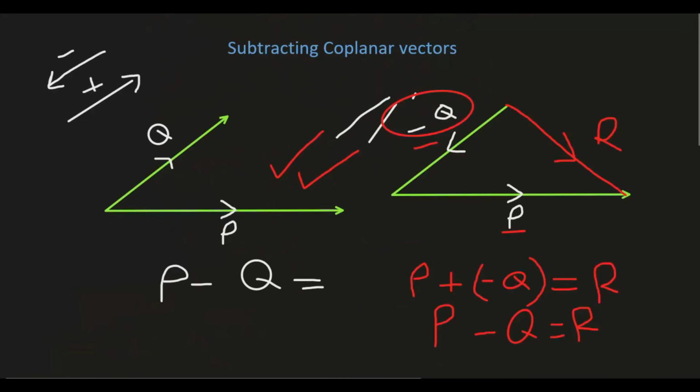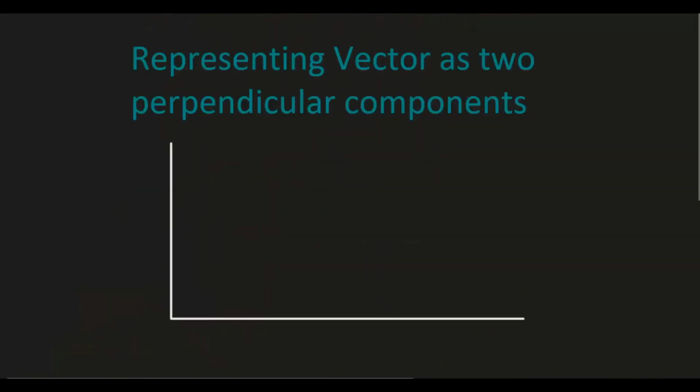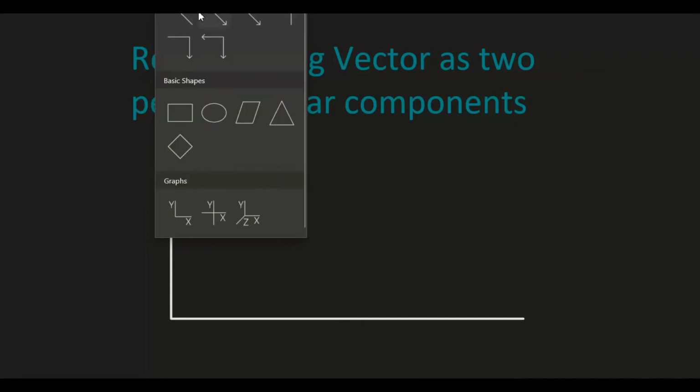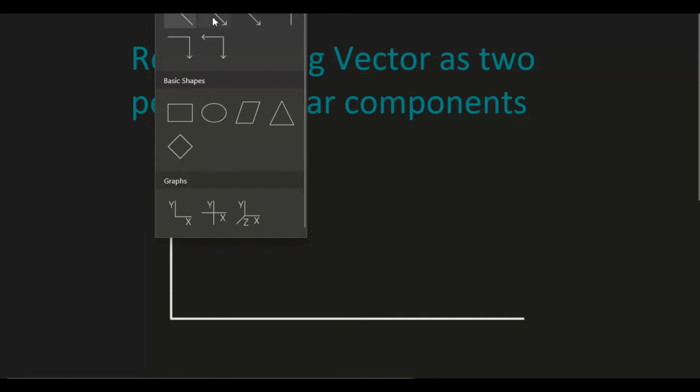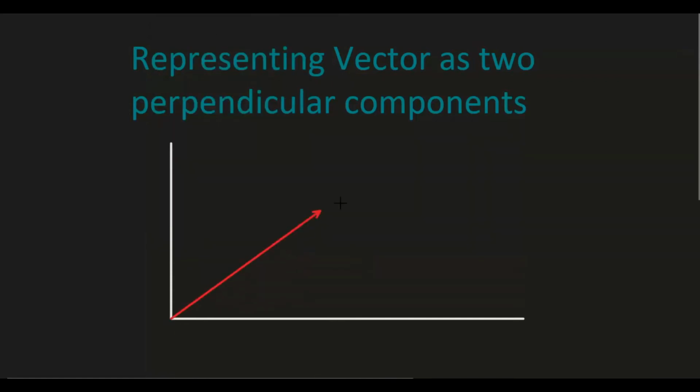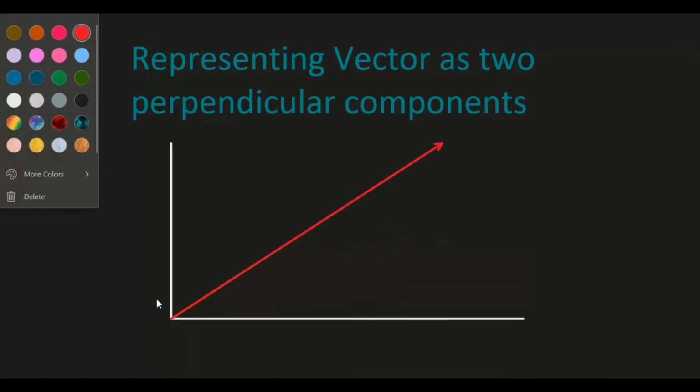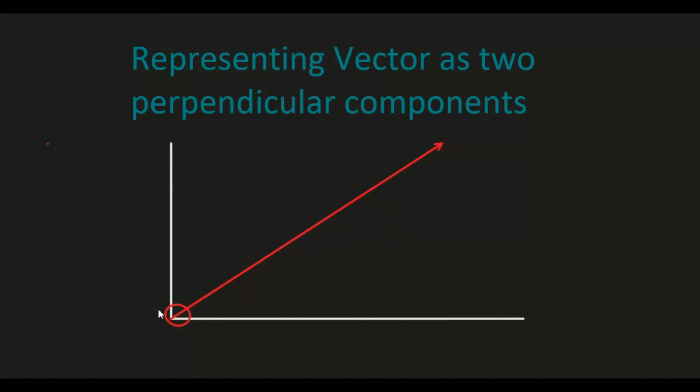Okay, so let's see the next topic, that is representing vectors as two perpendicular components. Alright, so you need to focus on this one because probably you did not learn this in O level and you will need this in mechanics 1 too, so pretty important topic. So basically suppose that I have a force in this direction. I have this point and at this point I am putting a force in this direction.